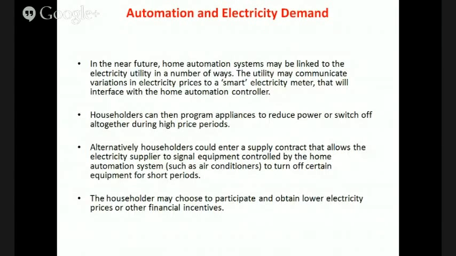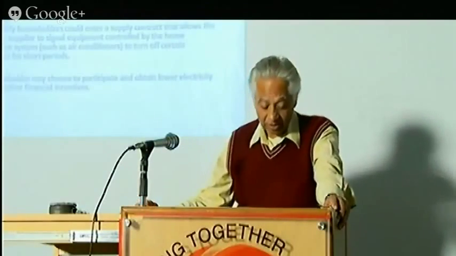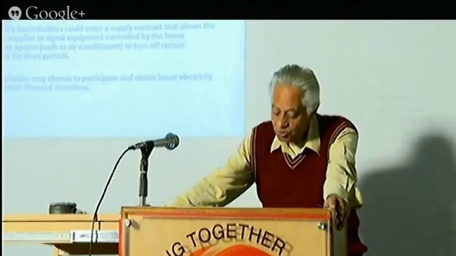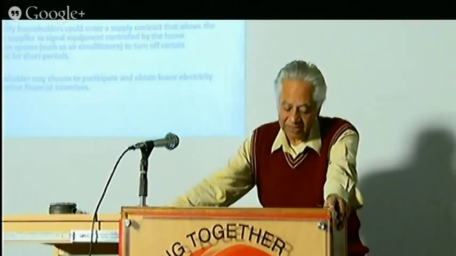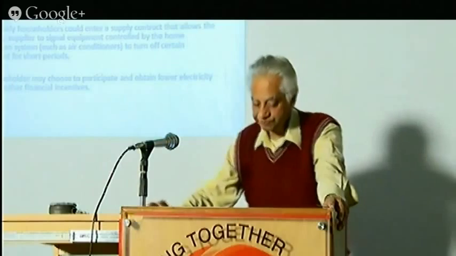Alternatively, householders would enter a supply contract that allows the electricity supplier to signal equipment controlled by the home automation system, such as an air conditioner, to turn off certain equipment for short periods. You know, AC is one of the gadgets in your house which consumes a lot of electricity. So if you have a scheme like that, you can switch off your AC accordingly, and you can reduce your electricity consumption quite a lot. So a householder may choose to participate and obtain lower electricity prices or other financial benefits.